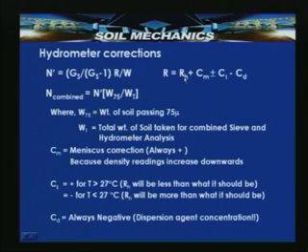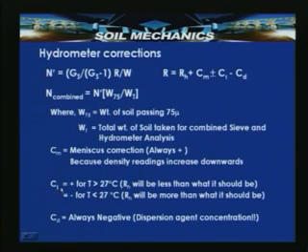Then what are these hydrometer corrections? Cm is the meniscus correction. It is always positive, because the density readings increase downwards and we will be measuring the lower reading. To account for that, the meniscus correction is required to be applied, which is always positive.